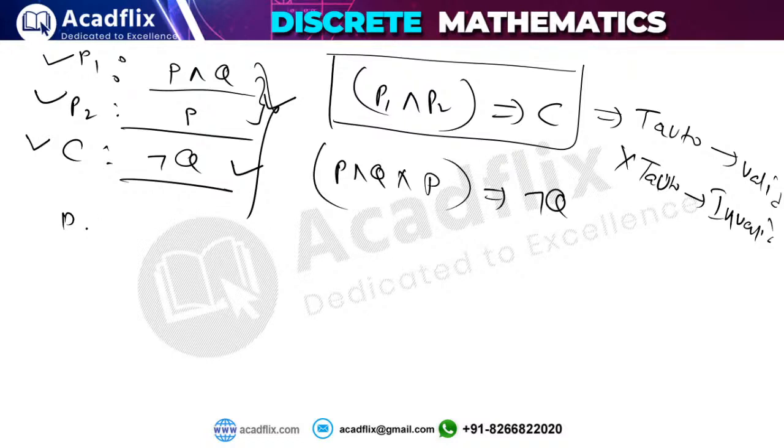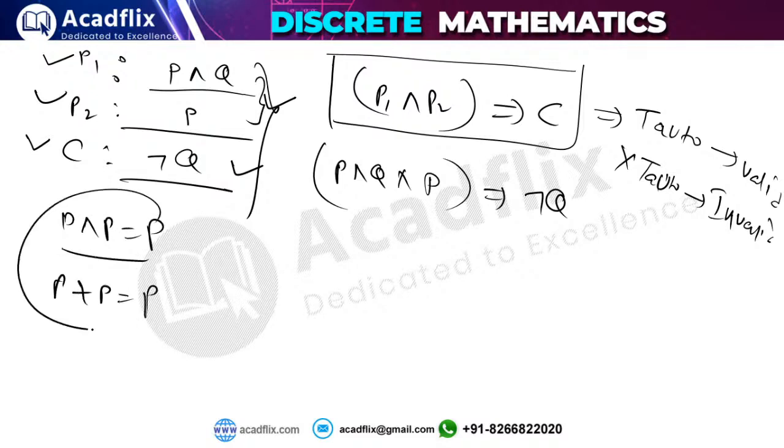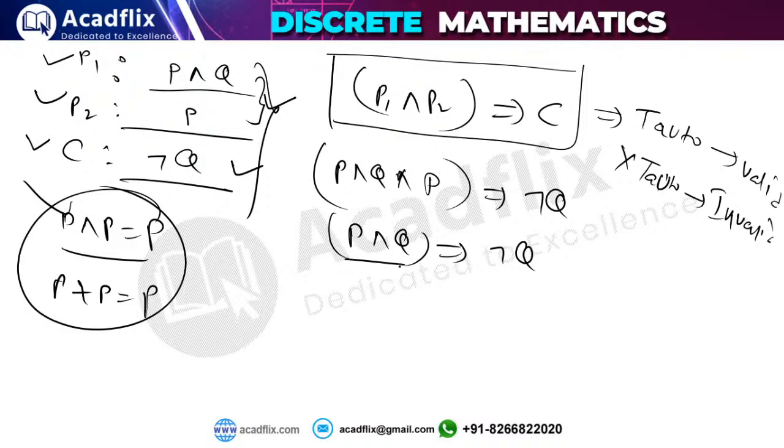You already know this: P and Q is basically nothing but P. Similarly, P or Q, this P plus Q, is also P. We have already seen all these things. So this P and P will be P. So basically, this will be P and Q implies not Q. Now you can again convert this implication. This is LHS, this is RHS. LHS implies RHS we can write like this: LHS dash plus RHS.